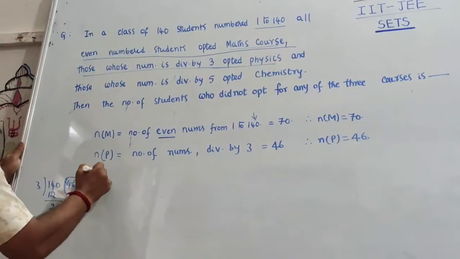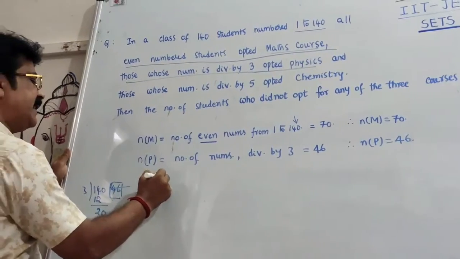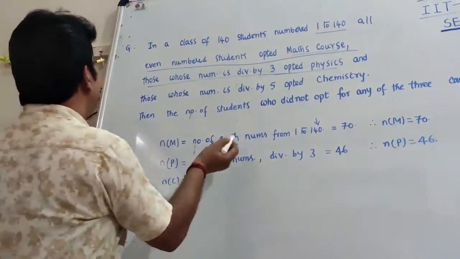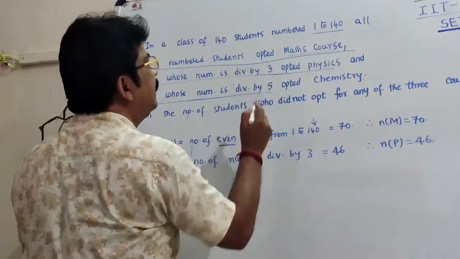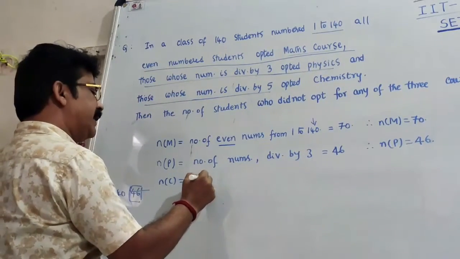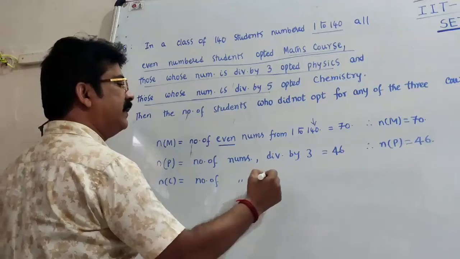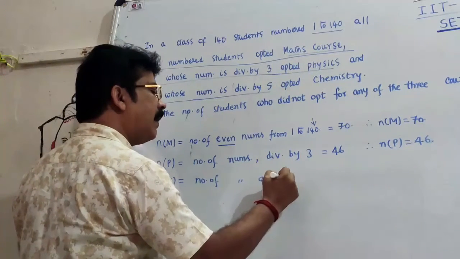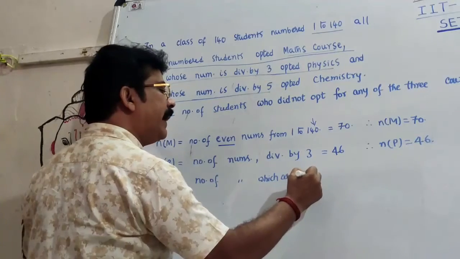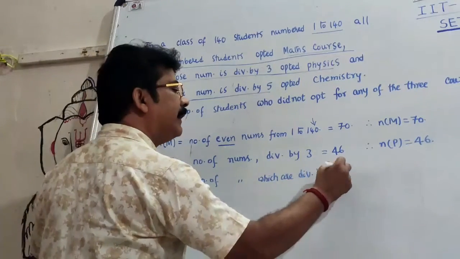Next, similarly, n of C means what? Those whose number is divisible by 5. So the number of numbers which are divisible by 5.